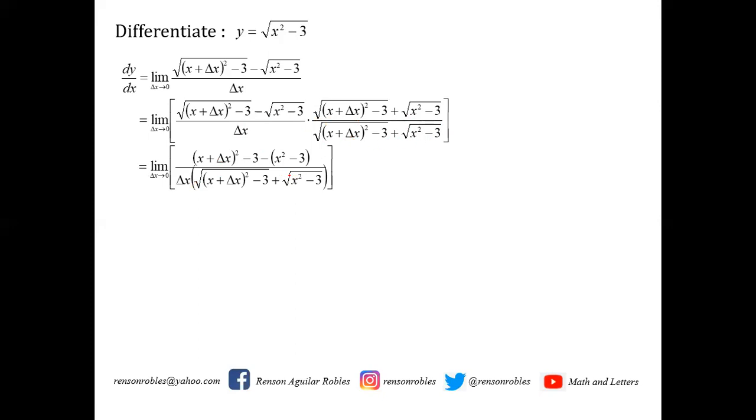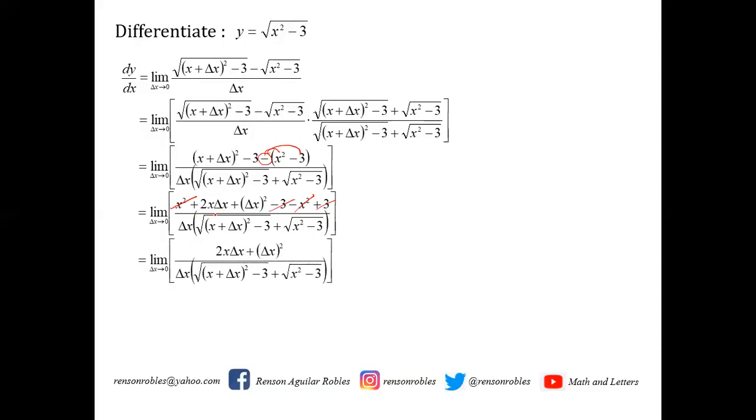And then finally, what we are going to do is to simplify the numerator. Simplifying it algebraically, we shall now have, expand, this is equal to x squared plus 2x delta x plus delta x squared minus 3. Then you just distribute this minus 1 to each term inside. So that will become negative x squared plus 3. And then you collect similar terms again: x squared and negative x squared will become 0, negative 3 and positive 3 will be eliminated. Okay, and then we shall now have 2x delta x plus delta x squared all over delta x times the quantity, the square root of x plus delta x squared minus 3 plus the square root of x squared minus 3.